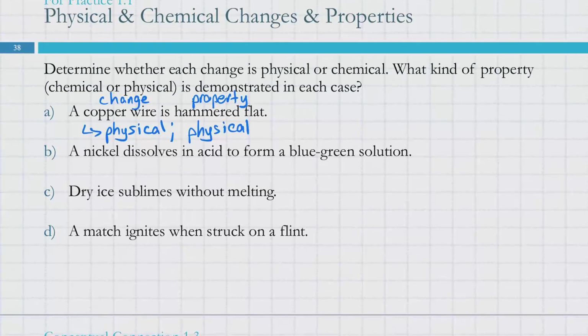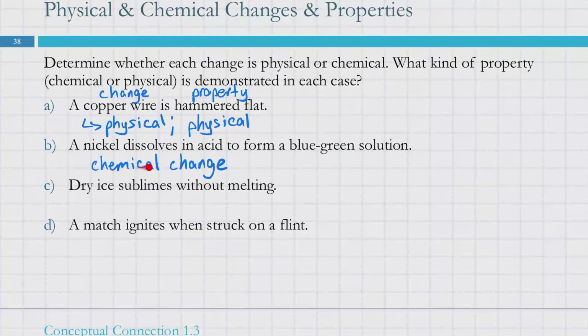Probably malleability. A nickel dissolves in acid to form a blue-green solution. This one would be a chemical change. And it would have demonstrated a property of the acid or of the nickel that they'll dissolve in each other. One of the signs that it's chemical: nickels generally are not blue-green. So if it dissolves into a blue-green solution, that's a color change. Color changes typically indicate a chemical change.